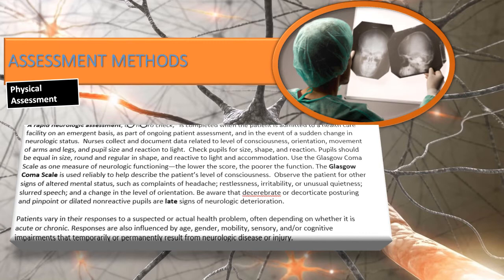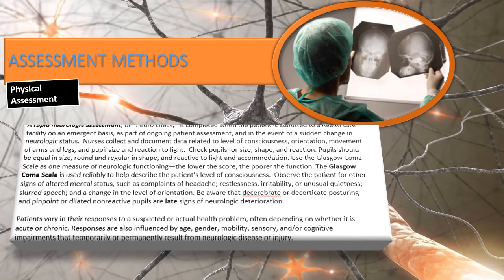I want to talk quickly here about the importance of doing a rapid neurological assessment or a neurocheck. It should be an ongoing part of your assessment, especially if you're taking care of a neurologic patient. Nurses doing a neurocheck collect and document data related to LOC, orientation, movement of arms and legs, pupil size, and reaction to light. You also want to use the Glasgow Coma Scale.